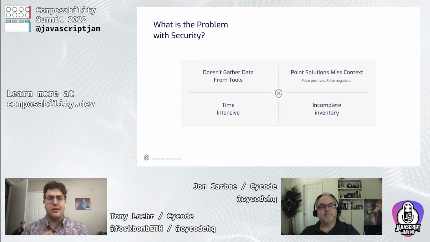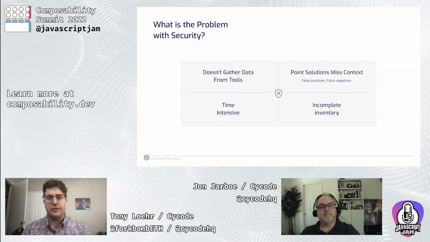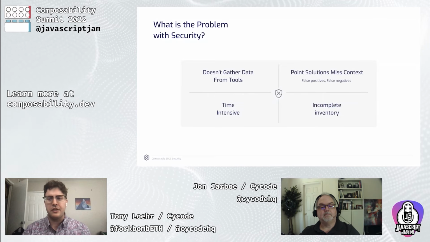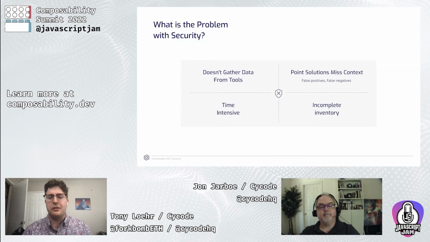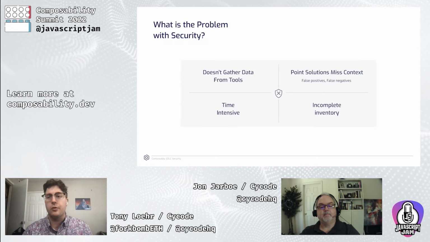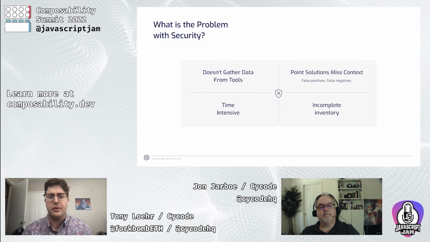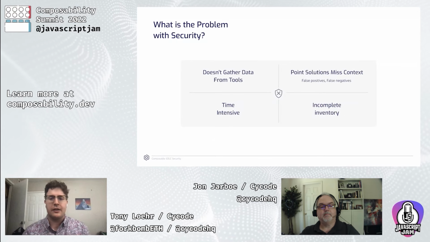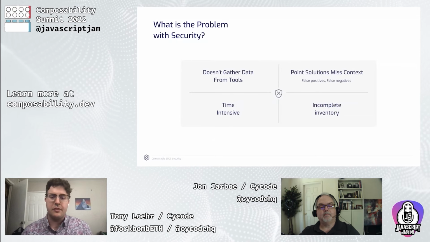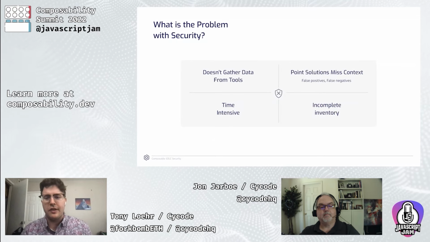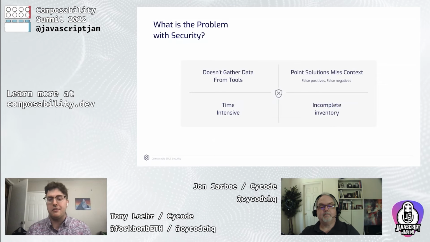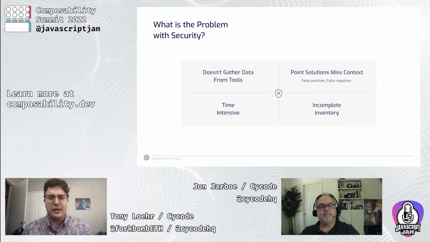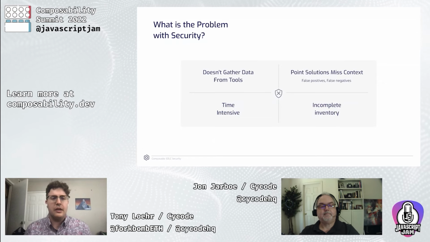First and foremost, security doesn't gather data directly from the tools within your SDLC. It might look at some of your tools as standalone entities, e.g., looking at your source code or other parts, but it doesn't look at your tools in aggregate. In addition, because of this, these point solutions that currently exist miss context, and that results in false positives and false negatives. We'll go into that in a little bit more detail shortly.